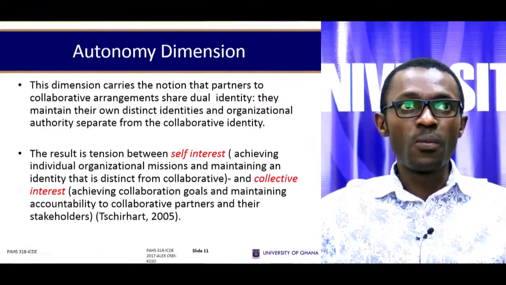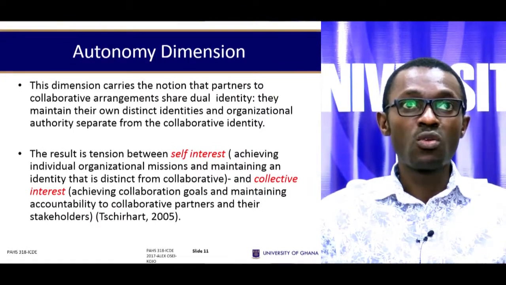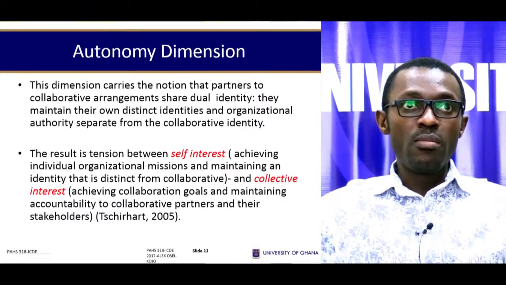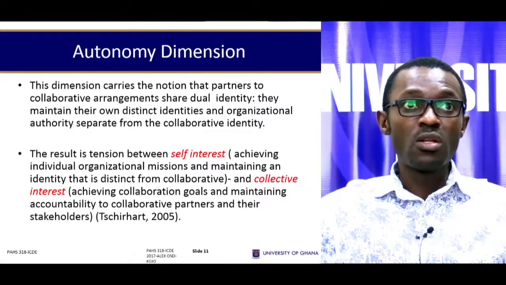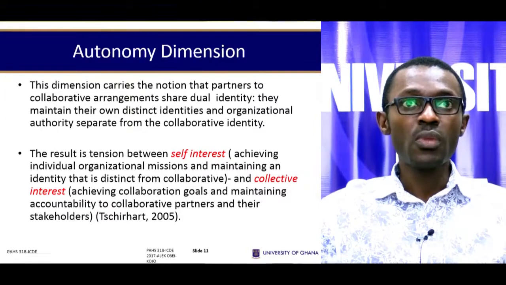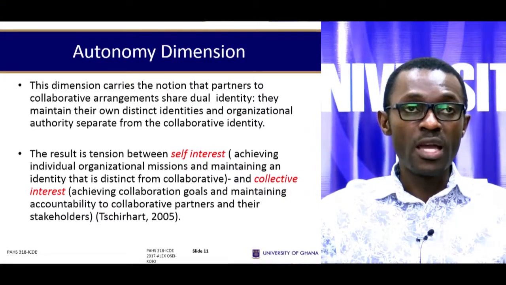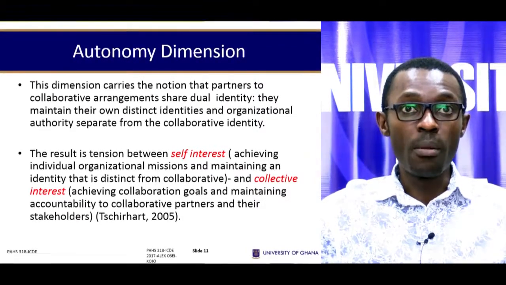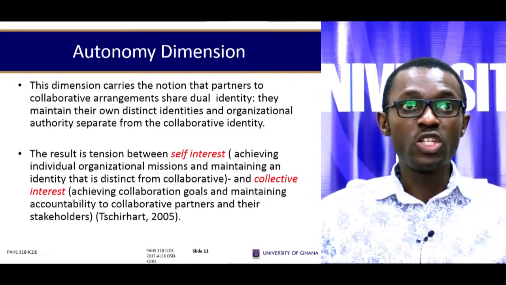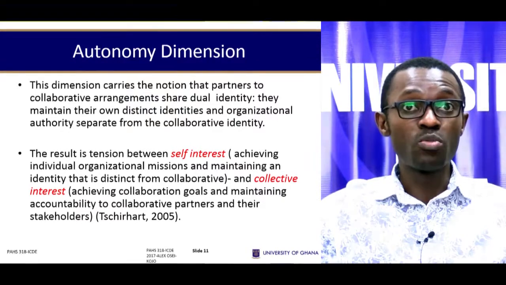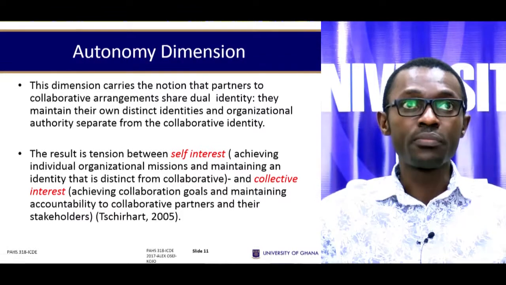The autonomy dimension. This dimension carries the notion that parties to collaborative arrangements share a dual identity. They maintain their own distinct identities and organizational authority separate from the collaborative identity. Per their organizational identity, they tend to be self-interested. They are concerned about what happens to them. And each time that there is any tension between their self-interest as well as their collective interest, there is bound to be chaos unless this is balanced in a very careful manner.